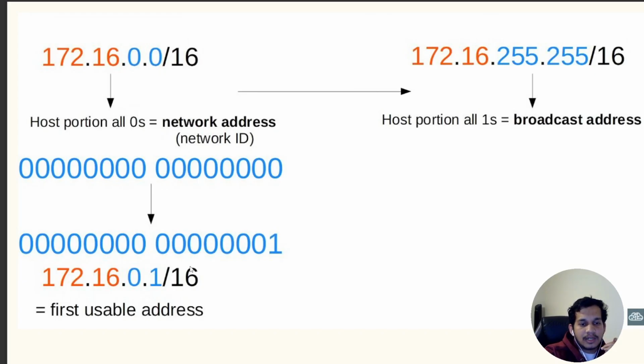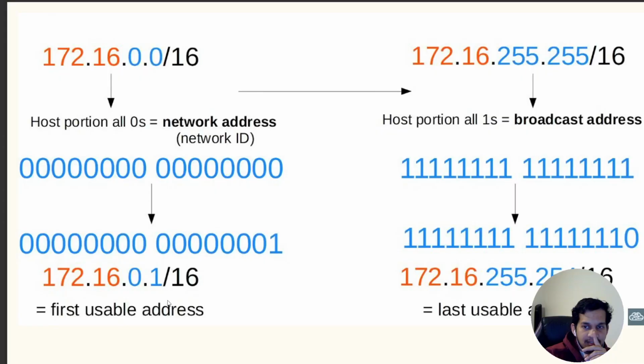Let's take one more example, 172.16.0.0. If we add 1 to that network address, it becomes 172.16.0.1/16. That's the first usable address, and then the last usable address will be obtained by subtracting 1 from the broadcast address.